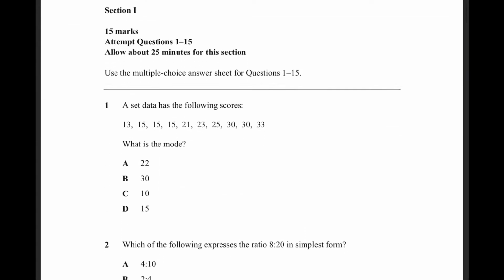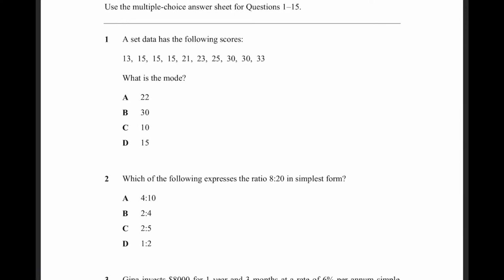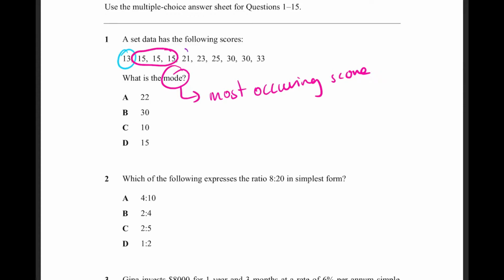Let's get into it. Question 1. A set of data has the following scores. What is the mode? So your mode is your most occurring score. And looking at that, this is great. It's in ascending order. So I've got 1, 13, 15, 15, 21. Then these are all, this is another grouped one, the rest are all singular. So I can see that my mode is 15.